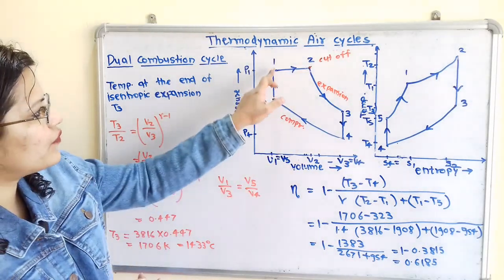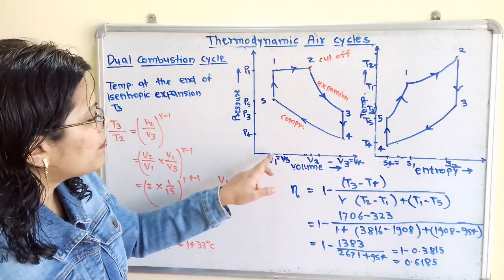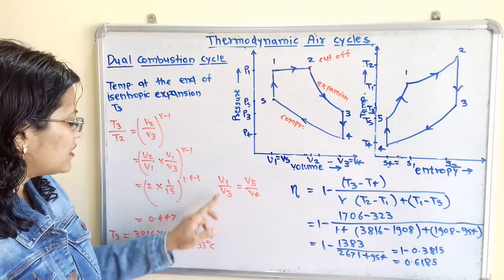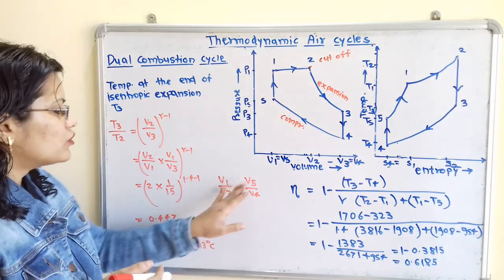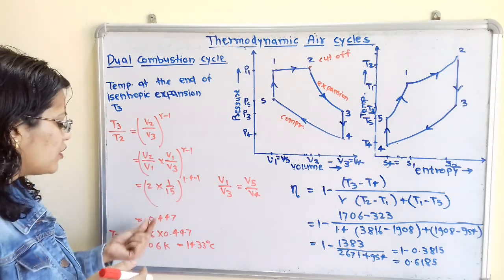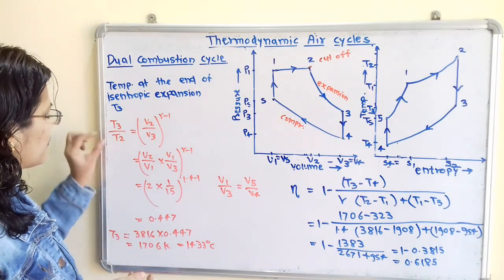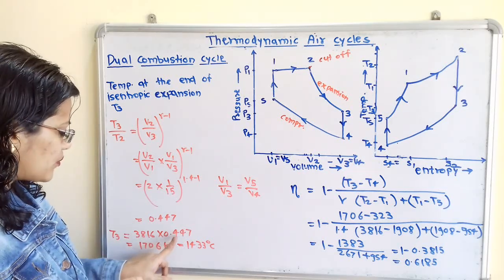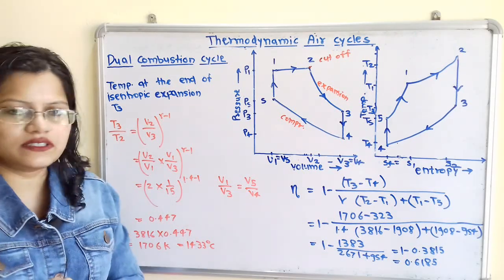Now V1 by V3, so V1 and V3, this ratio is not known, but we can put here V1 is equal to V5 and V3 is equal to V4. So V1 by V3 is equal to V5 by V4, and this ratio is given in the question, which is equal to 1 by 15. So 2 into 1 by 15 bracket raised to 1.4 minus 1, which is equal to 0.447. Now T3 is equal to T2 into this 0.447. So 3816 into 0.447, which is equal to 1706 Kelvin, which is equal to 1433 degree Celsius.